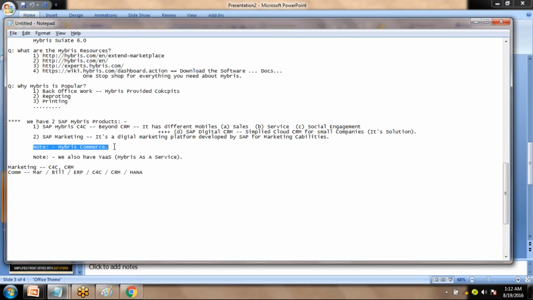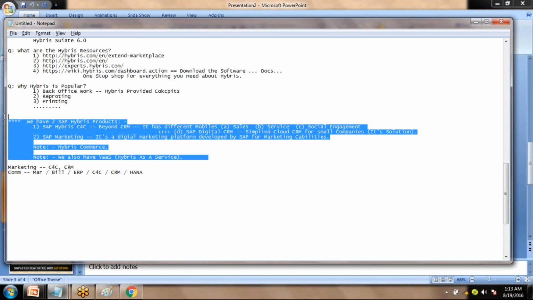We understood commerce. Along with commerce, Hybris also has C4C, Cloud for Customer. It's beyond the CRM. It has different modules like sales module, service module, social engagements, all these things. Along with that, it also has one more module called SAP Digital CRM for smaller companies, and it has SAP Marketing.